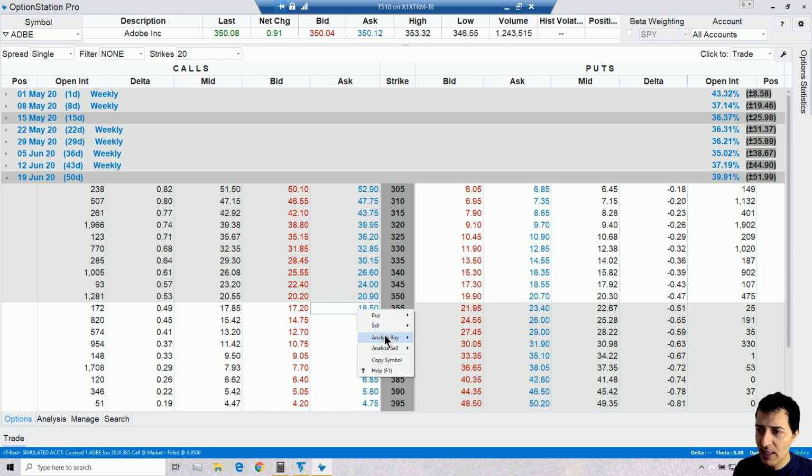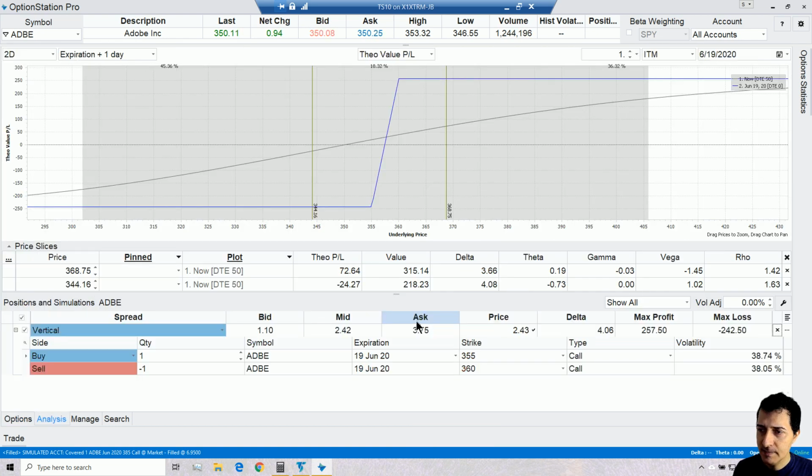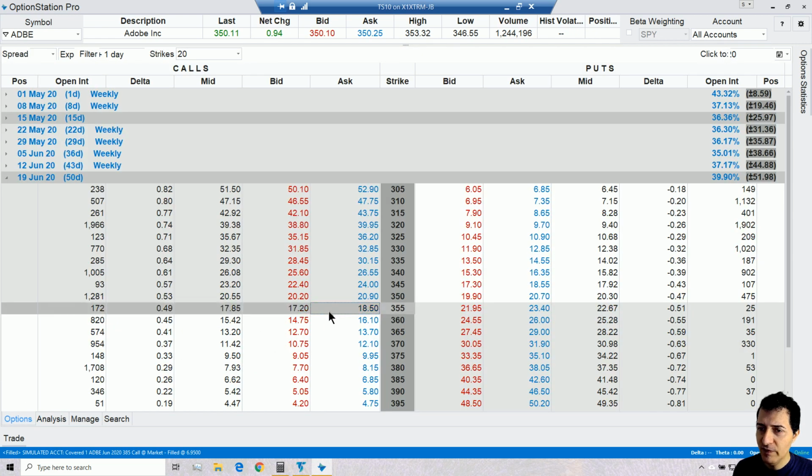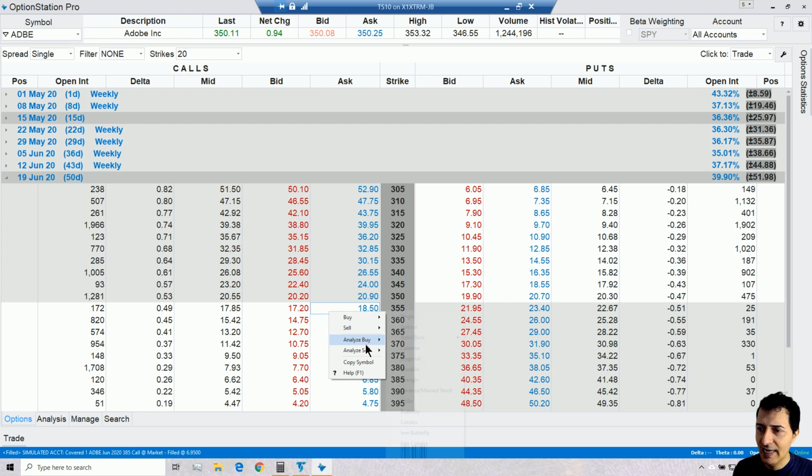So I'm going to do two things here: analyze and buy a vertical first. 1, 2, 3, done. That's going to bring a vertical spread here. But also, before I get planning, I'm going to come back and right-click, analyze and buy a single call as well. We always need to compare single calls with vertical spreads. With high price point stocks, typically spreads would work better.